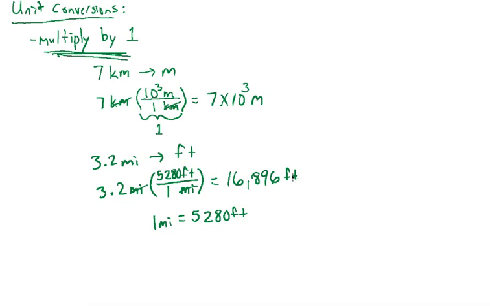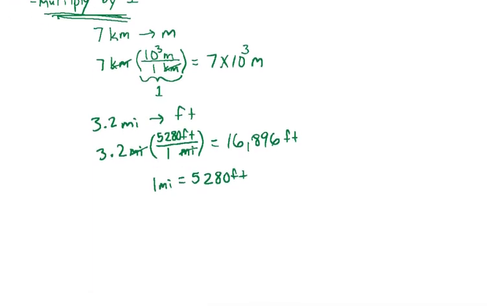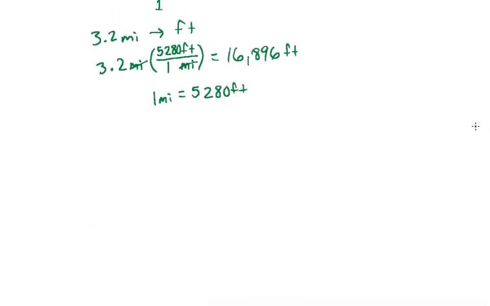Now, don't start to think that you always put what you're trying to cancel out in the denominator, because sometimes you might be trying to cancel out something that is in the numerator. In which case, what you're trying to cancel out is in the numerator, and you have to put it in the denominator.